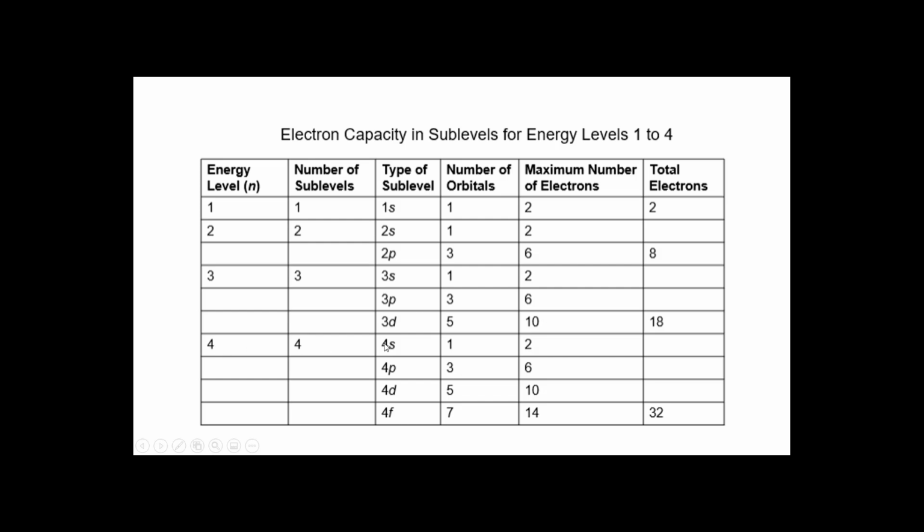Now n equals 4 has 4s, 4p, 4d, 4f. We've already covered the s, the p's, and the d's: that's 1, 3 orbitals, 5 orbitals. But 4f has 7 orbitals, which means a max of 14. So when you add all the 4's together, the total is 32 electrons.